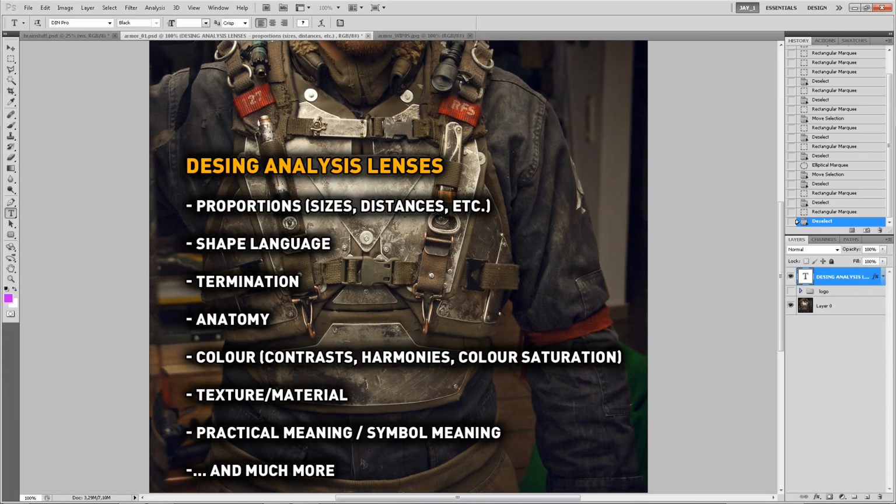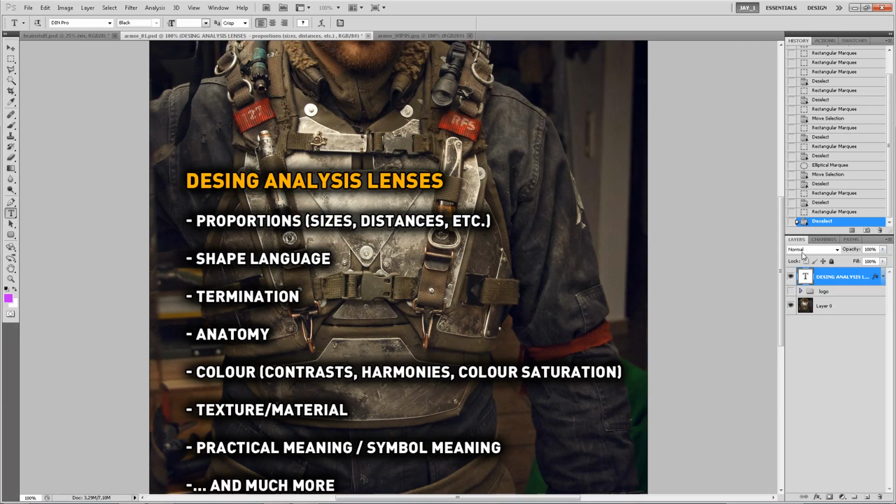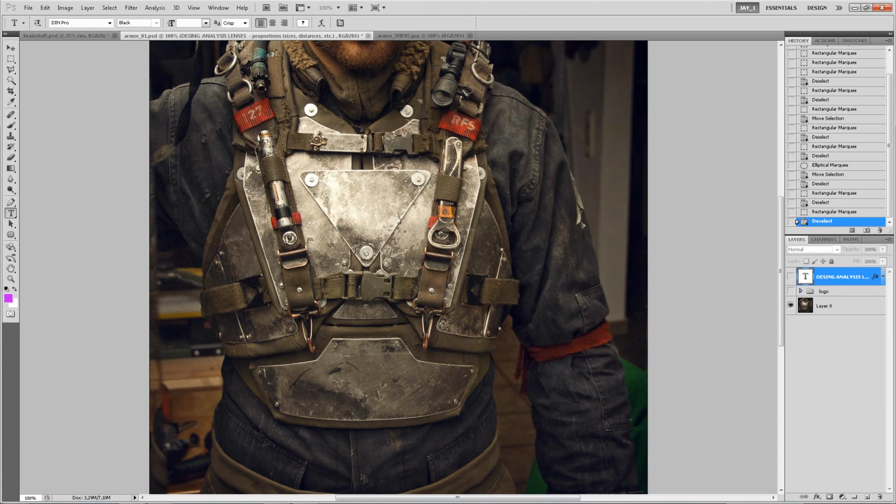which is, by the way, as you can see, one of the lenses. I'll get to that again in a sec. So, proportions, sizes, distances, etc. How long is this belt? How big is this buckle compared to the other stuff on my artwork? Does its size make it important or unimportant?